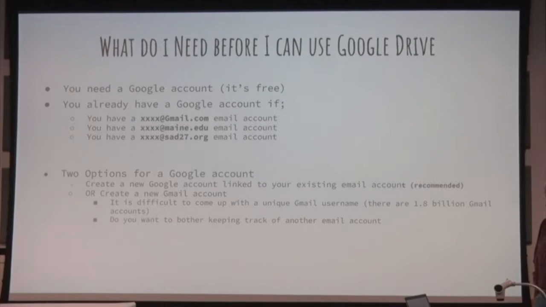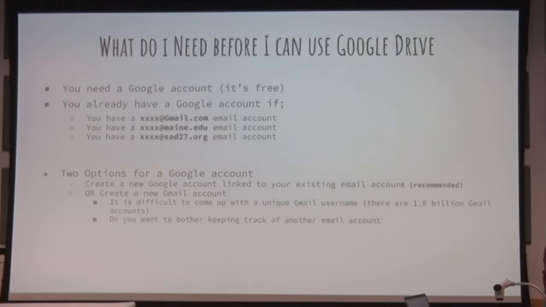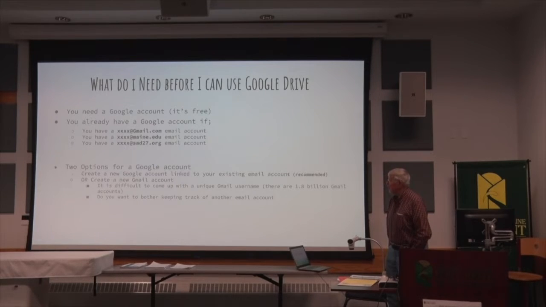If you use a Gmail email account at gmail.com, you already have a Google account. If you happen to have a main.edu email account or a sad27.org email account, those are already linked into Google, and you have a Google account already associated with your email address. If you don't have any of those, if you're joe@roadrunner.com, you may not have a Google account, so you would need to create your own.